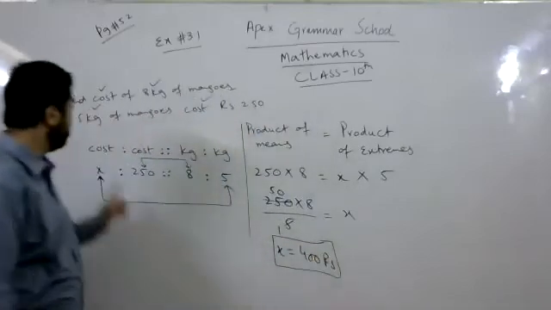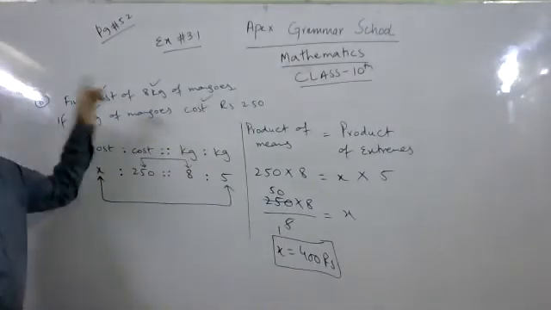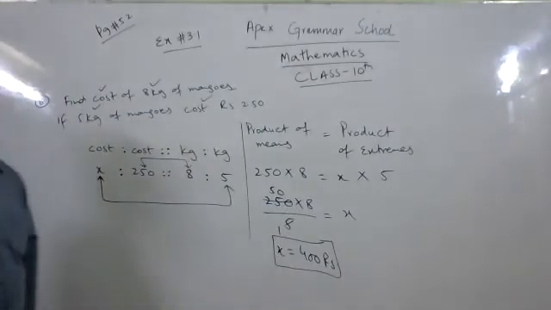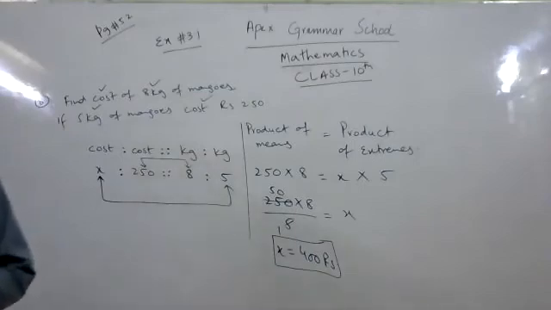This is the cost of 8 kg of mangoes. You can see how easily we can solve this question just after applying the proportionality method. This was your question number 8.